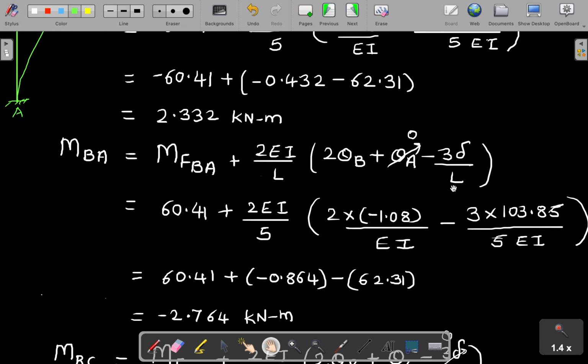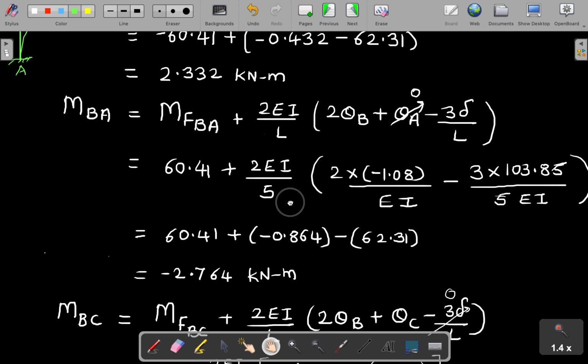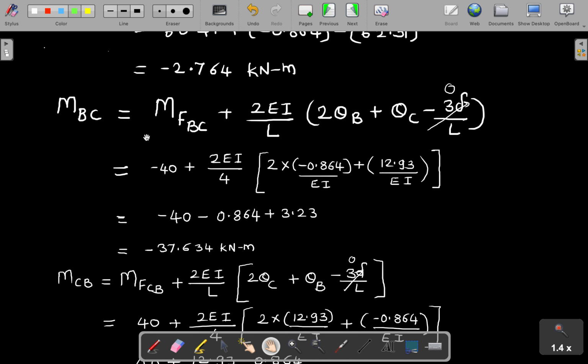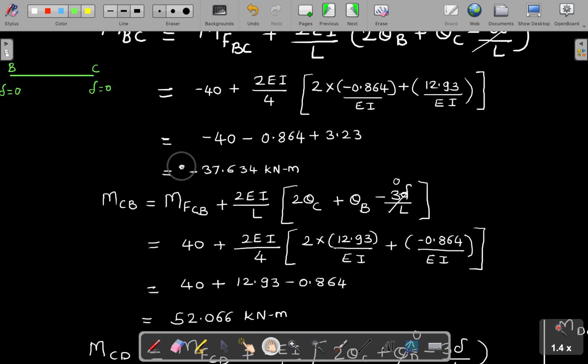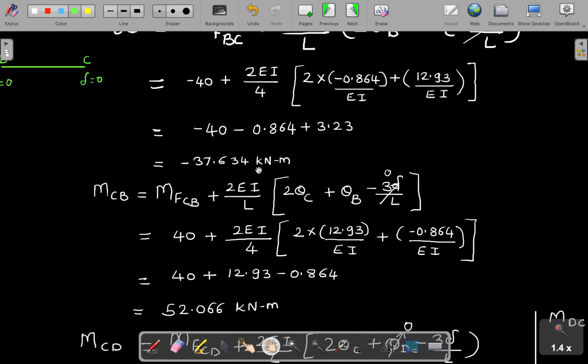Similarly for BA also, this delta will come in the picture, theta A will become 0, theta B value you substitute, and you get M of BA. Now M of BC is a vertical member, right? So it is not coming in the picture of swaying. That's why the delta is becoming 0 here. Delta we are not considering in this case, because the swaying is happening with the vertical member, not the horizontal member. So this is 0. Theta B and theta C, substitute those respective values. So I am getting M of BC is minus 37.634.